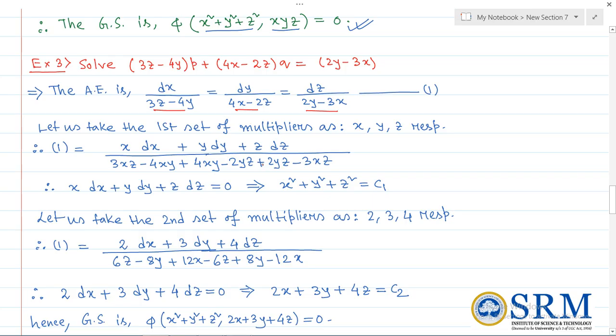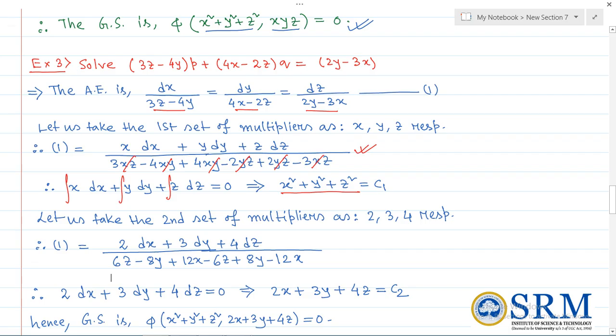So after doing this, every term in the denominator is going to be cancelled out. You can verify that by yourself. So ultimately the denominator is becoming 0. So in equation 1, each and every term is equal to this factor also. So we can write x dx plus y dy plus z dz equals to 0. Now if we do the simple integration, just like the previous two problems, we have the first solution: x square plus y square plus z square equal to c1.